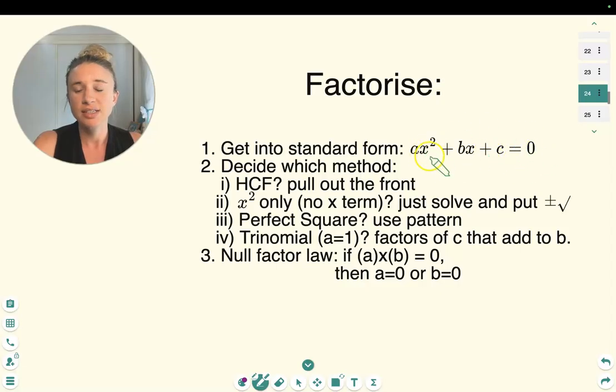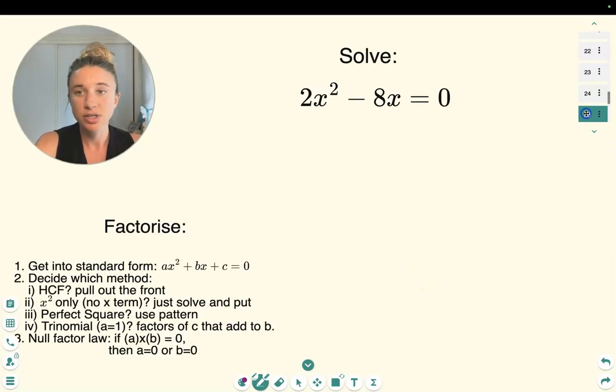This is the method we're going to use. You first need to get the quadratic into standard form, ax squared plus bx plus c equals 0. So you need to make 0 on its own. And then you're going to decide which method. There's the highest common factor. If you have an x squared only term, there's a method. If you've got a perfect square, you've got a pattern. And if you've got a trinomial, we've got a method for that too. Then you're going to solve using the null factor law, which just says, if two numbers multiply to give 0, one of those numbers must equal 0.